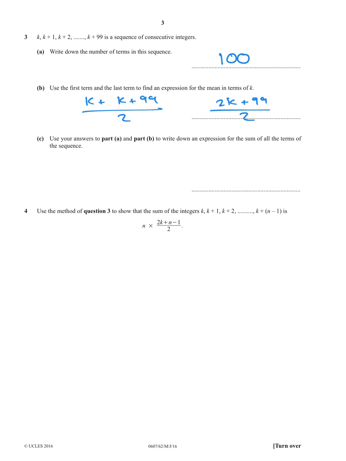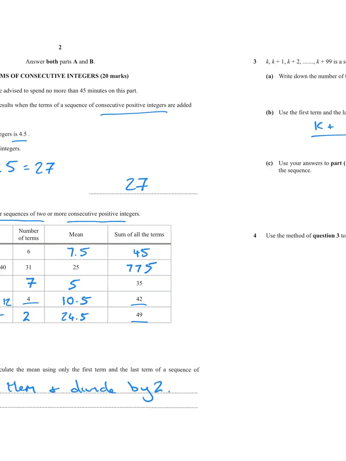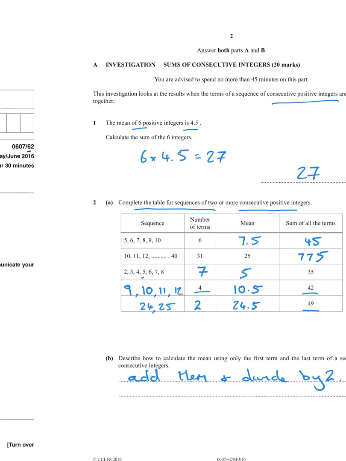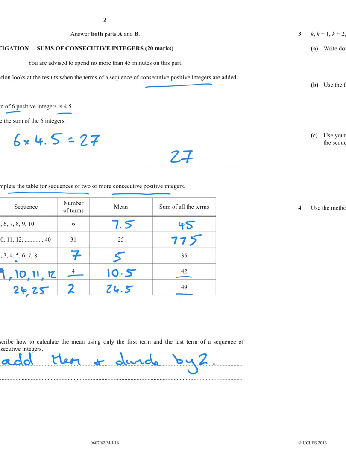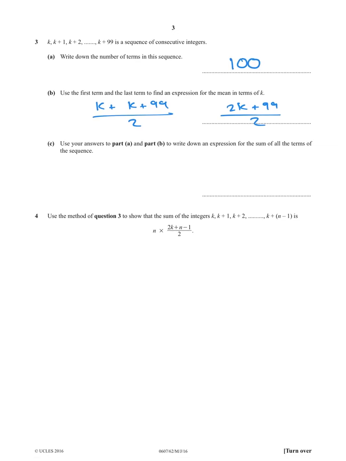Part C then, use your answer in part A and part B to write an expression for the sum of all the terms in the sequence. Okay, so let's have a look. We've got the number of terms here, which is 100. We've got the mean, which is this, and we said right at the start that we could do mean times the number of integers to give us the sum. So we just need to multiply them.